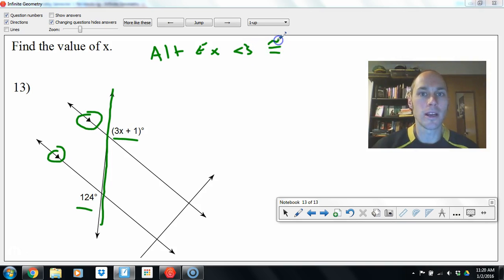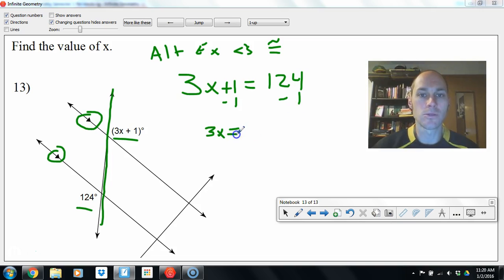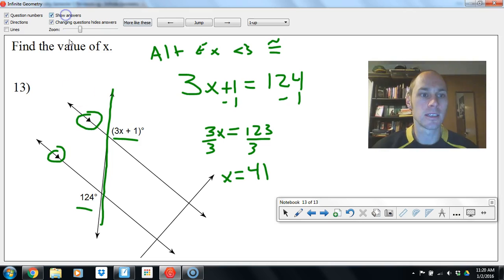So if alternate exterior angles are congruent, I can set up an equation that shows that. So 3x plus 1 would be congruent or equal to 124. I have an equation, I can solve it. I subtract 1. 3x is 123. And divide both sides by 3. I get x equals 41. Once again, it just asks for the value of x. So that's all we would need to find for that one.